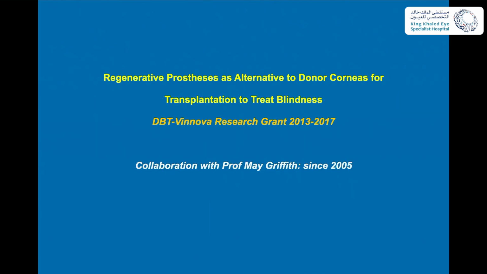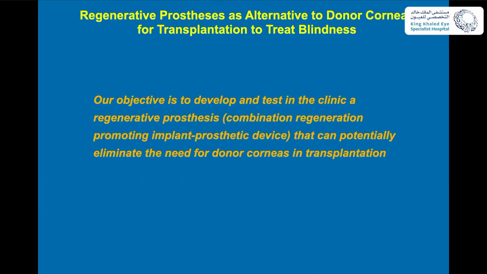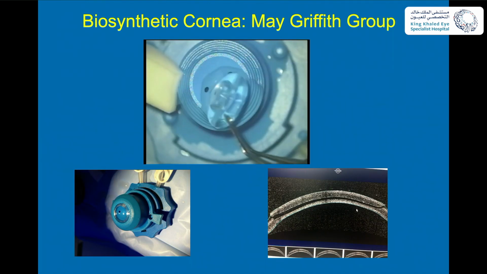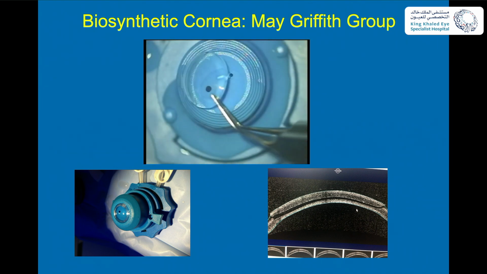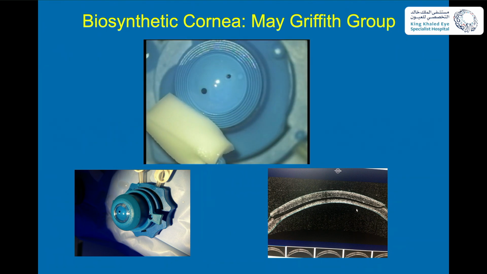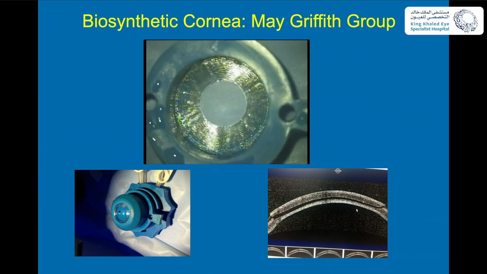In 2013, we got a grant from the Government of India and Sweden, me and Professor May Griffith. Our idea was to use recombinant human collagen 3 and develop an artificial cornea. So if you look, this is the device that was developed. This is the real work that we are doing in the wet lab in our LVP. And this is the biosynthetic cornea made from the recombinant human collagen.